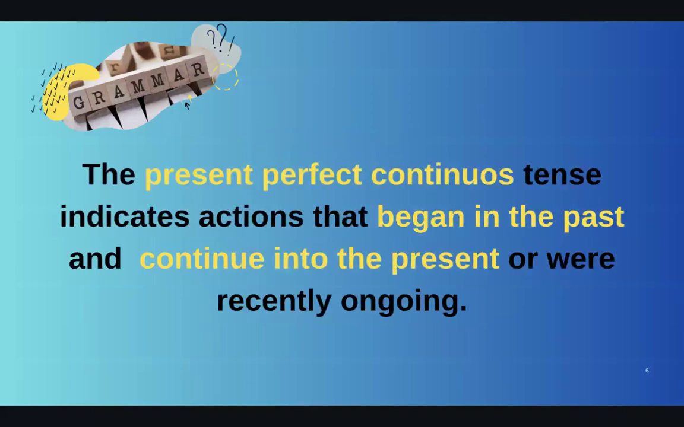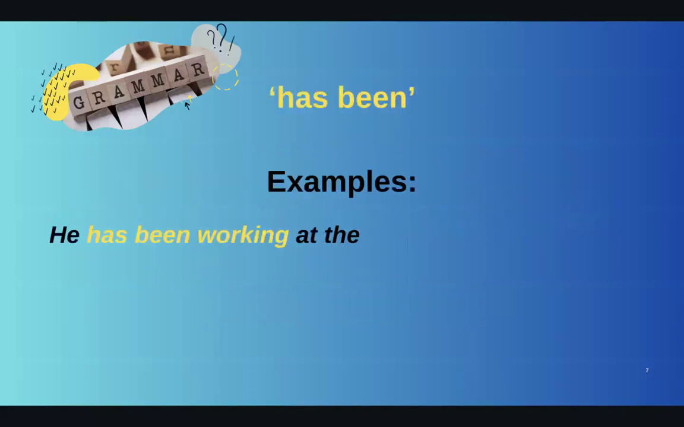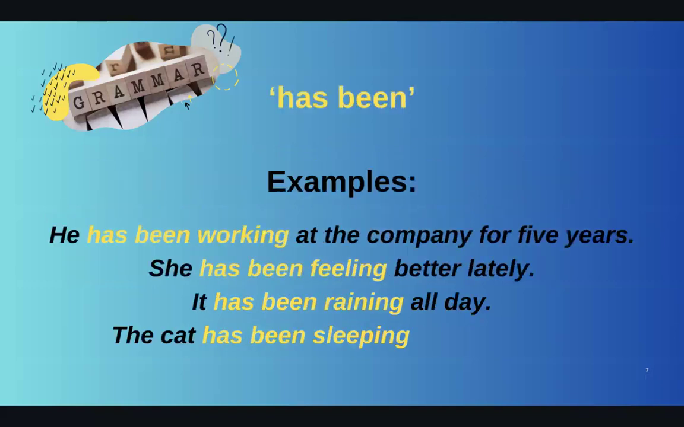So, when to use them? The present perfect continuous tense indicates actions that began in the past and continue into the present or were recently ongoing. Let's begin with has been.